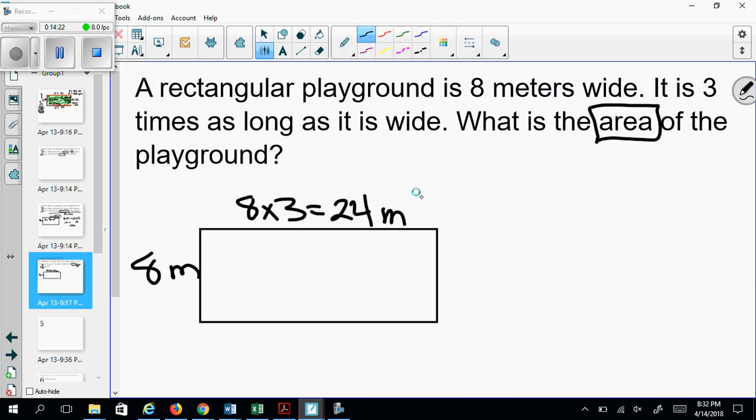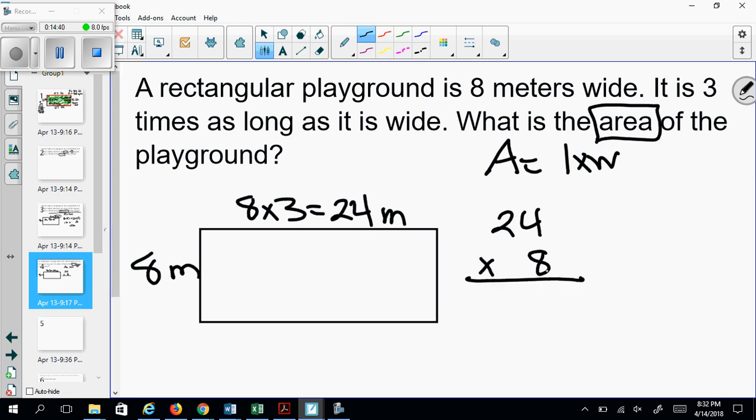So for area, remember that what we have to do is length times width. So we have our length, which is 24. And we have our width, which is 8. So we need to multiply these two together. 8 times 4 is 32. 8 times 2 is 16. Plus 3 is 19. So the area, which is, remember, all of the inside here, is 192 square meters.